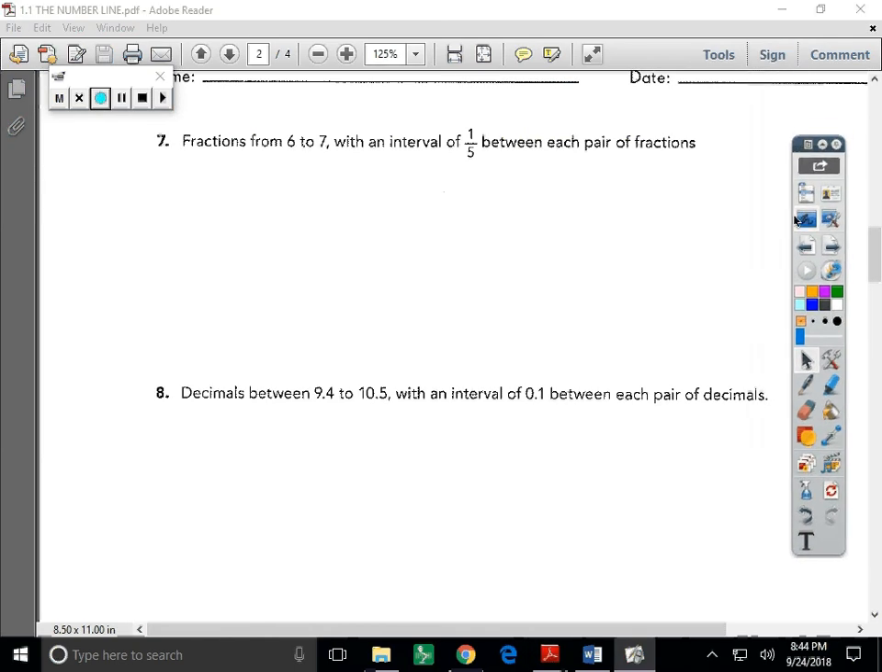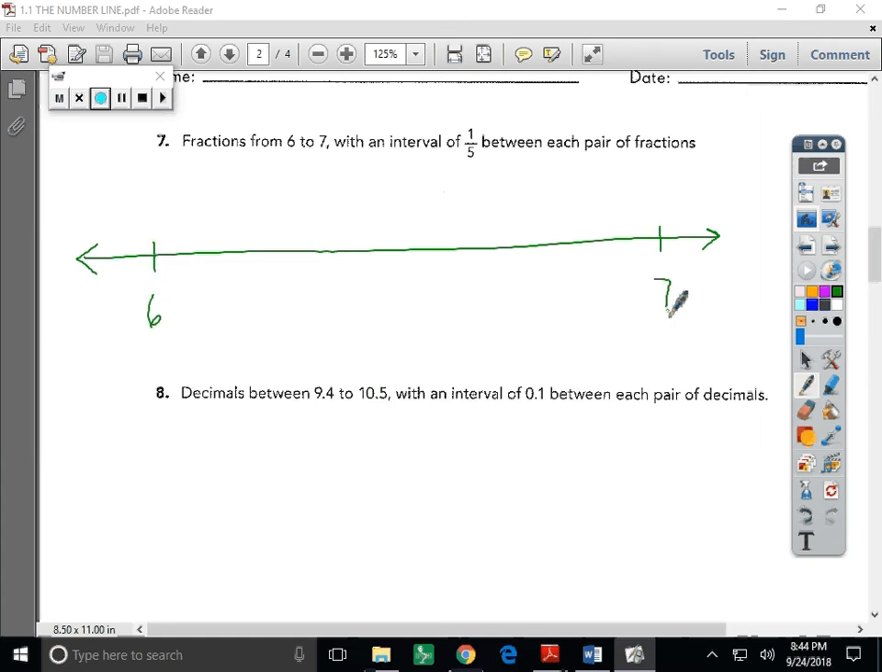These get a little bit more challenging because we're back to looking at fractions for number 7 and decimals for number 8. So for number 7, remember, same directions from the previous page. What are we making? A horizontal number line. Perfect. Fractions from 6 to 7. Oh, beautiful. They gave me the whole numbers. I'm going from 6 all the way to 7. But I'm missing some things in between, I'm sure.